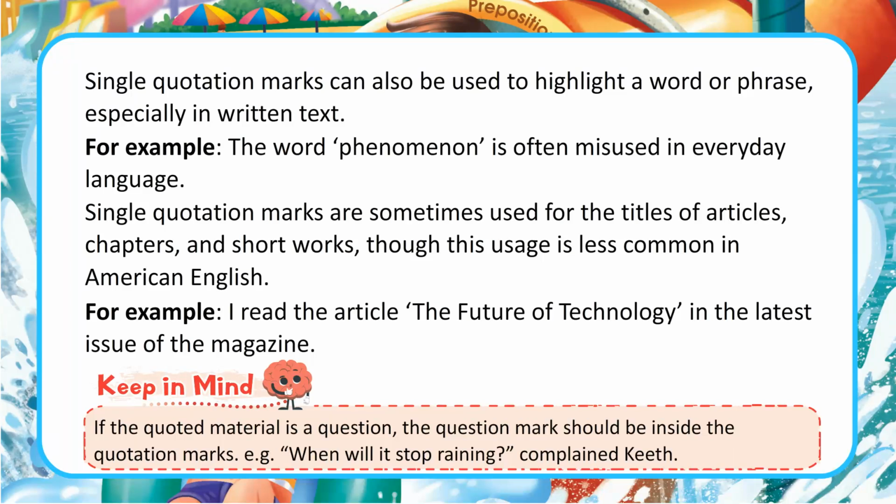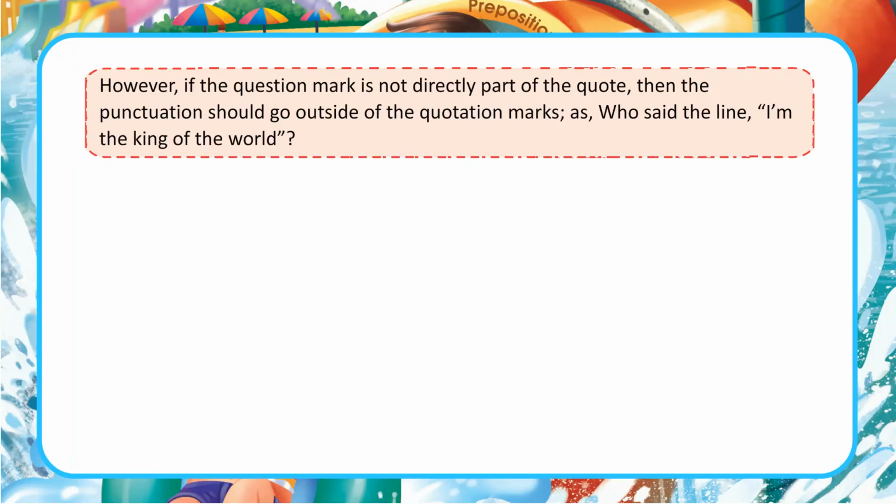For example, 'When will it stop raining?' complained Keith. However, if the question mark is not directly part of the quote, then the punctuation should go outside of the quotation marks, as, Who said the line 'I'm the king of the world'?